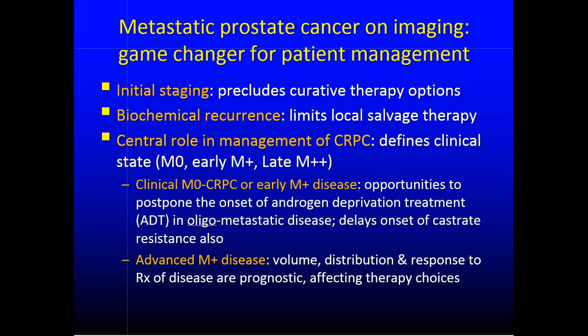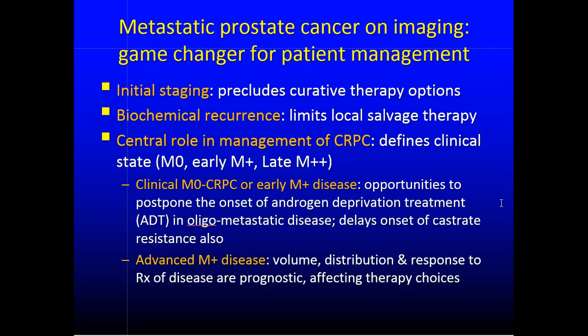I'd now like to talk to you about the last section that I wanted to cover, which was the role of imaging for patients with advanced cancers. Now, we often hear these sorts of headlines that imaging plays a central role in the management of castrate-resistant prostate cancer because it helps to define the state, whether a patient has M0 disease or early M+ or polymetastatic disease, and that it's a game changer for many patients. But where is the evidence beyond these headlines?